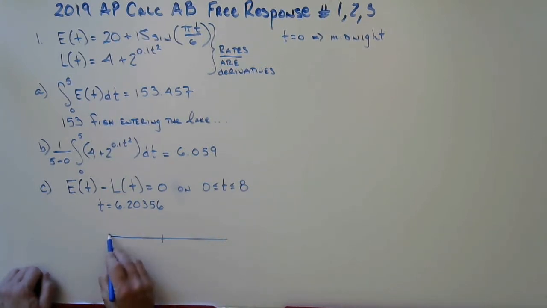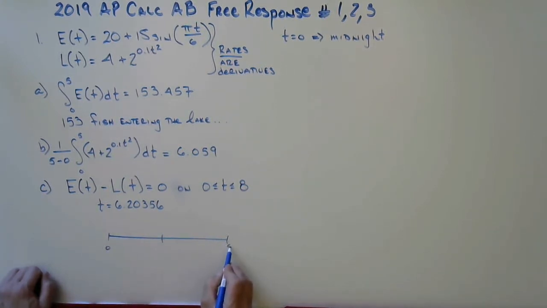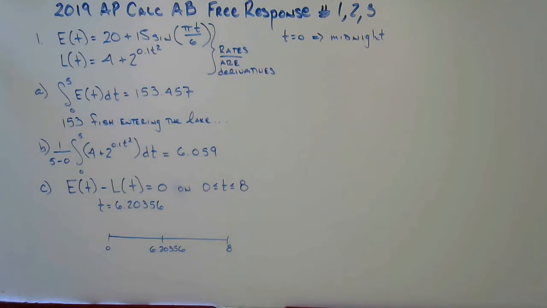Now, we start at 0, we end at 8, and our critical value is 6.20356. This is our function, and this is our derivative. So we have E(t) minus L(t), and we have those stored in our calculator. We need a number smaller than this. You pick any number you want smaller, like 6, 5, 4, 3, 2.